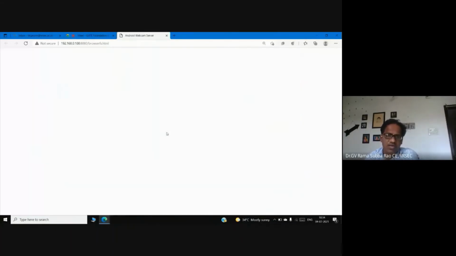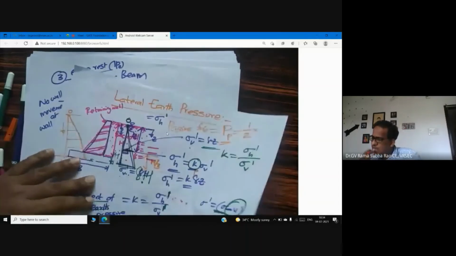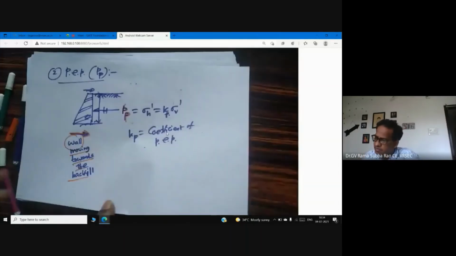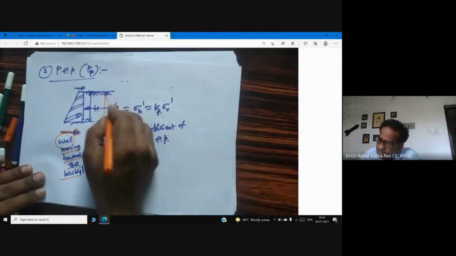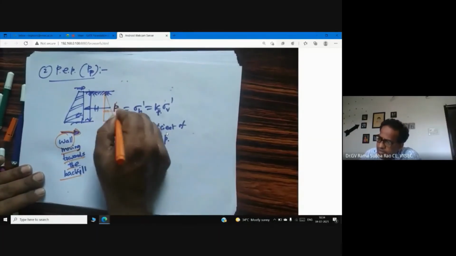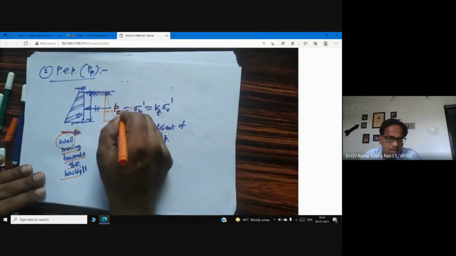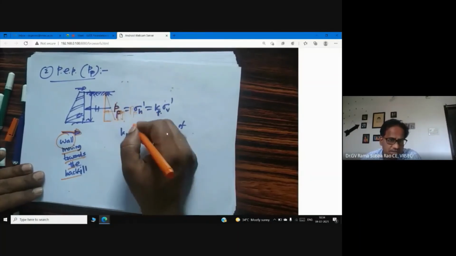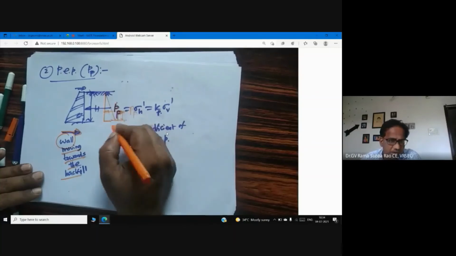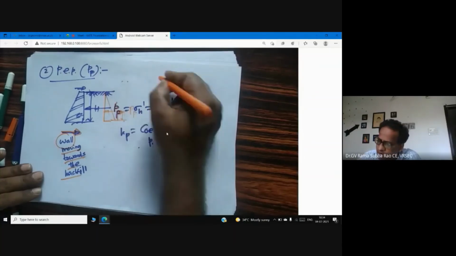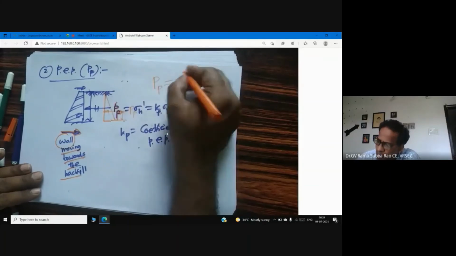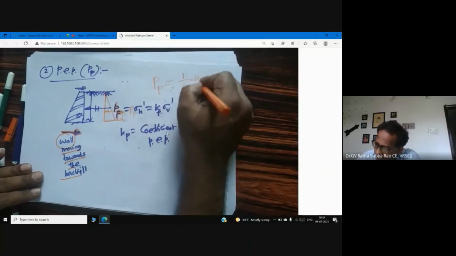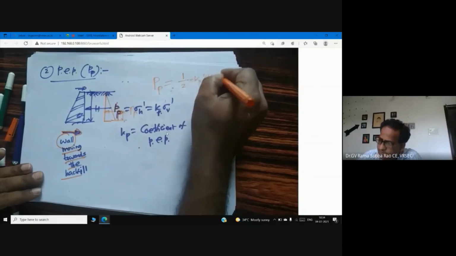So now my question is how to compute passive force. Get ready now. How to compute passive force? Are you there now? Please tell me. And also, what I am expecting from you is the position of the resultant, the point of application of the resultant from the base of the wall. How to calculate PP? PP is equal to half Kp gamma H into H.